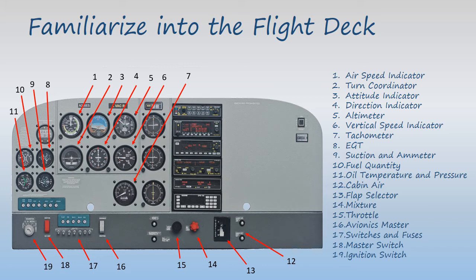Your basic and main 6 instruments are the airspeed indicator, flight attitude indicator, altimeter, vertical speed indicator, directional indicator, and turn coordinator. So whatever aircraft you fly, the arrangement of these 6 instruments would be the same. And further you'll have your magnetic compass above your instrument panel, and the fuel selector valve.